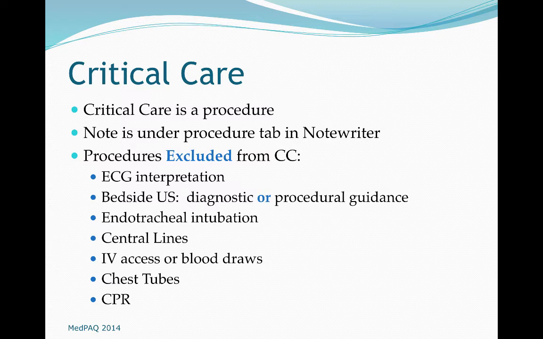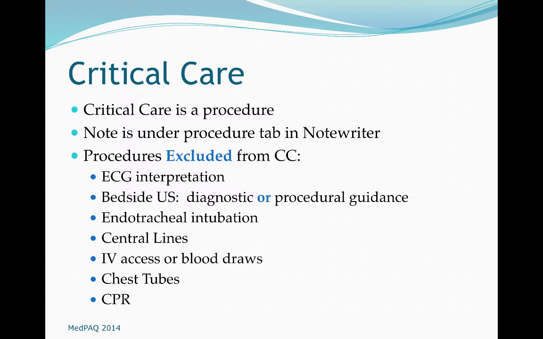So we do EKGs, we might do a bedside ultrasound, we might intubate them, do a central line, draw blood, put an IV in, put a chest tube in, CPR, etc. What about all those procedures, what do they all have in common? So we bill for all those procedures separately. Exactly. And when you add up the amount we get from critical care and billing from those procedures separately, it's more than if we just billed for critical care.